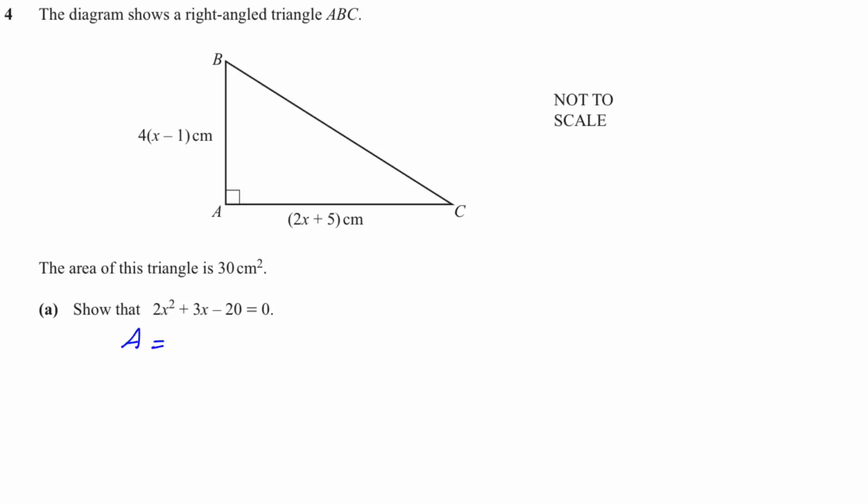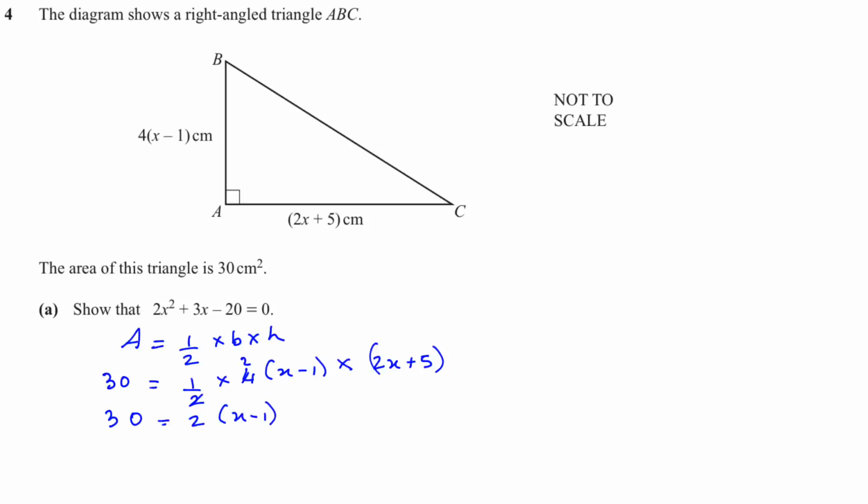Area of a right angle triangle is half times base times height. Replace whatever values you have. Area is 30. Your base is 4 bracket x minus 1. Sorry, that's your height, and your base is 2x plus 5. Half times 4 will give us 2. So we have 2 times x minus 1 times 2x plus 5. We can divide the 30 by 2, remaining x minus 1 and 2x plus 5. 30 divided by 2 is 15.